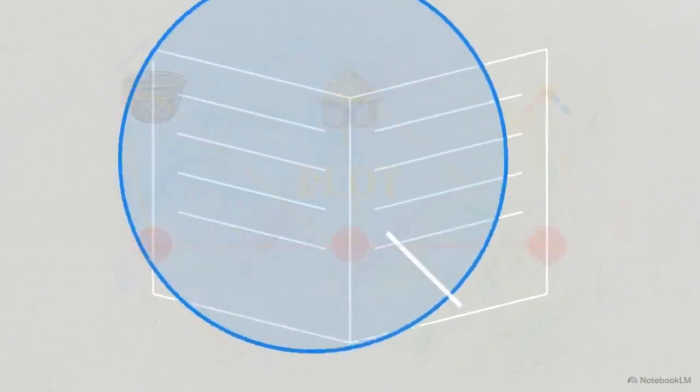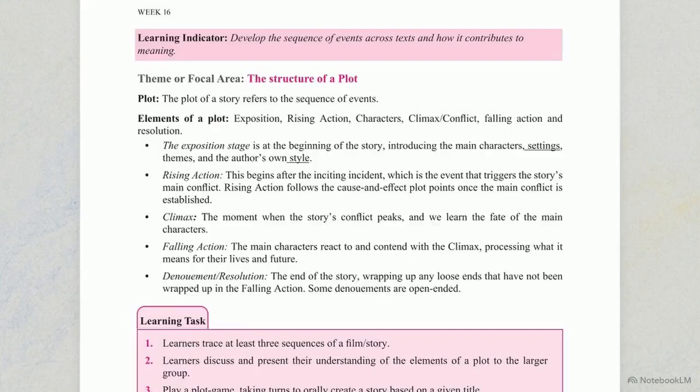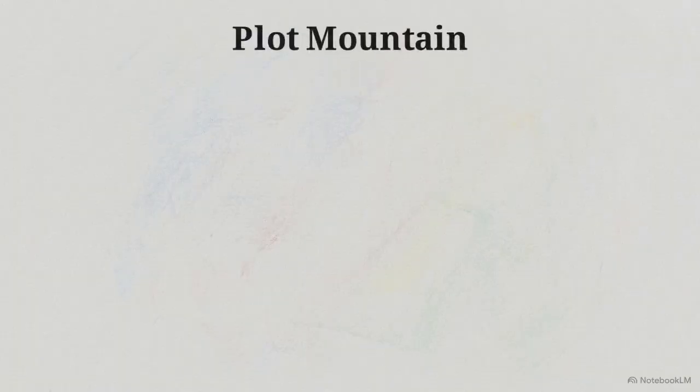Analyzing a story's message requires a clear understanding of this underlying sequence. The curriculum identifies 5 core elements that form the sequence: exposition, rising action, climax, falling action, and resolution. We can visualize these stages using a plot mountain. It begins with the exposition, which establishes the main characters, the setting, and the primary themes.